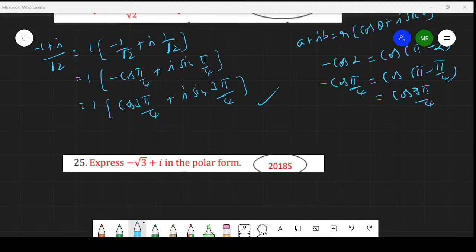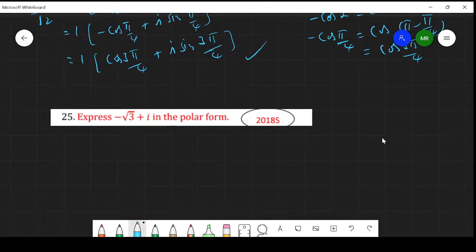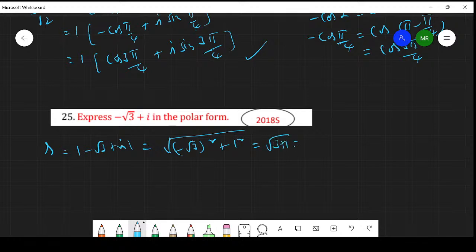Fine then. You see the next problem now. Express minus root 3 plus i in the polar form. When they are asking for the polar form, first you find the r value. r is equal to mod of minus root 3 plus i, which is equal to root of minus root 3 whole square plus 1 square. It will be 3 plus 1, root 4 is 2.